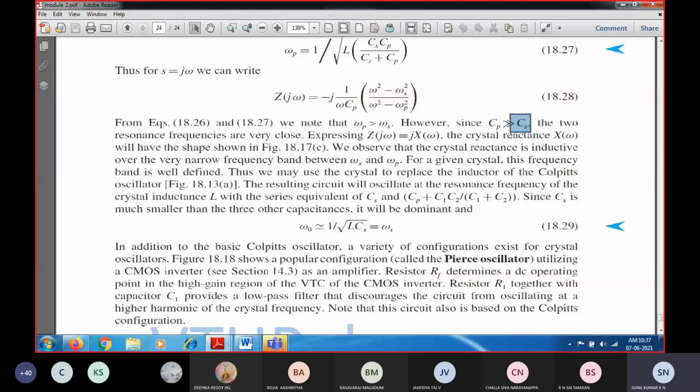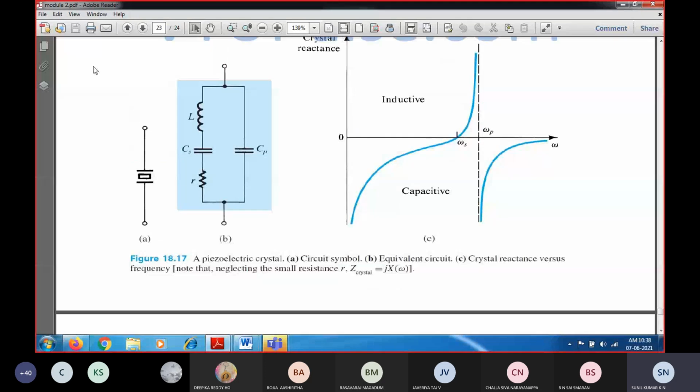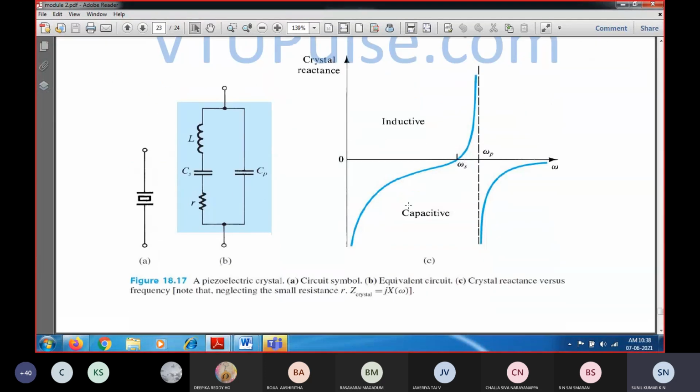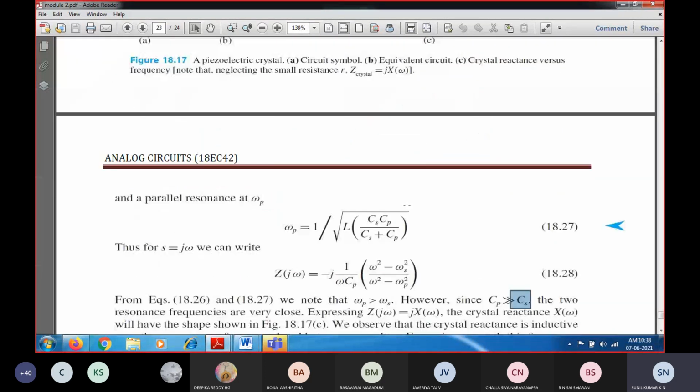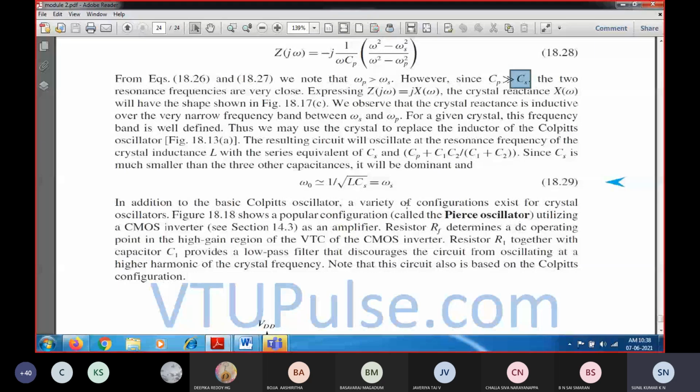So we are going to have the two resonance frequencies omega s as well as omega p, which will be very close. So when we look at the crystal reactance, we can see the shape as shown in the figure below. This is the crystal reactance for omega s as well as omega p, and we observe that the crystal reactance is inductive type during the range of omega s to omega p, that is, in the very narrow frequency band between omega s and omega p.